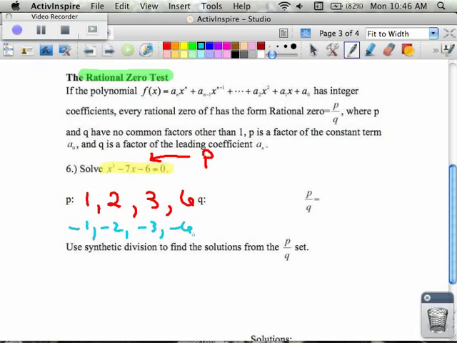The other thing in the front, weirdly enough, does not have a number in front of that x cubed. So what's its coefficient? 1. So q, the only numbers that go into that first thing are plus or minus 1. Now what I need to do is take every p value and divide it by every q value. Don't do this right now. But 1 divided by 1 is 1. 2 divided by 1 is 2. 3 divided by 1 is 3. Blah, blah, blah. And then I go 1 divided by -1.